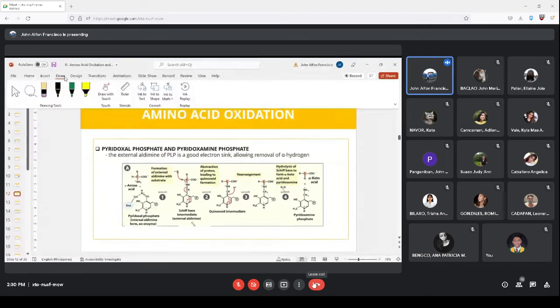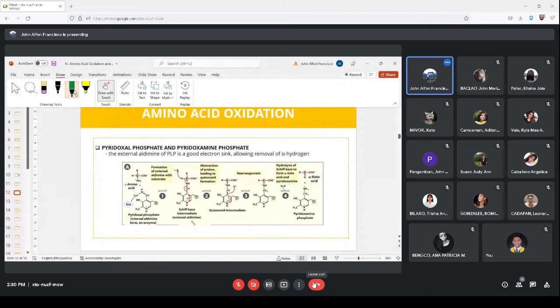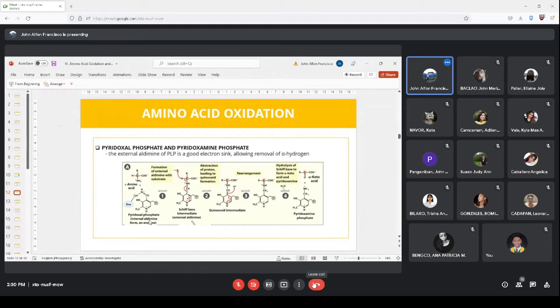What happens here? Formation of external aldimine with substrate. So remember that this happens within an enzyme. So may base that can abstract yung hydrogen, alpha hydrogen, and you can form a Schiff base. Ito na yung Schiff base mo. Okay? Abstraction of proton leading to quinonoid formation.